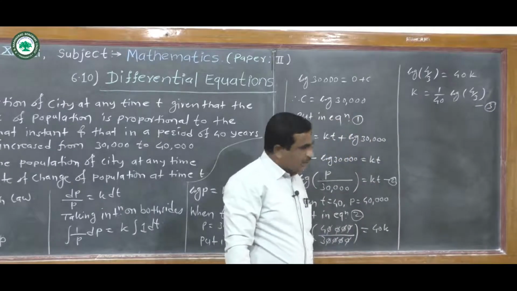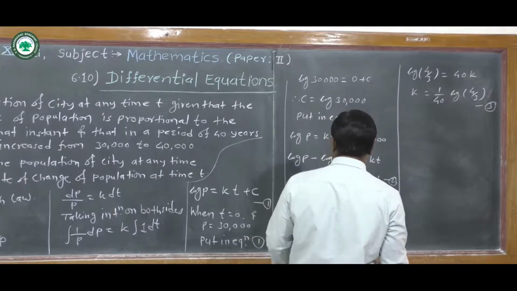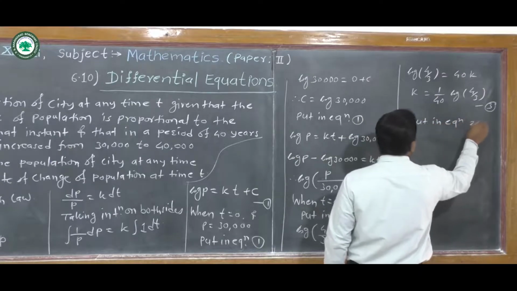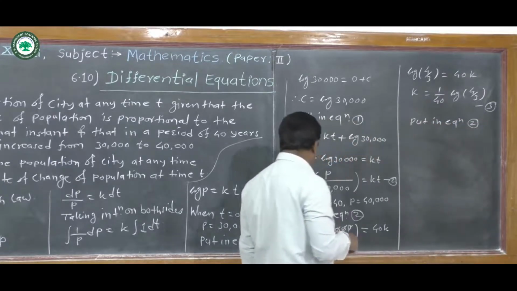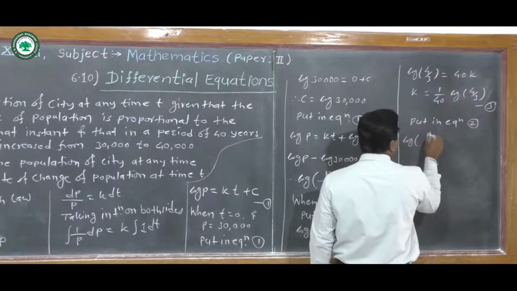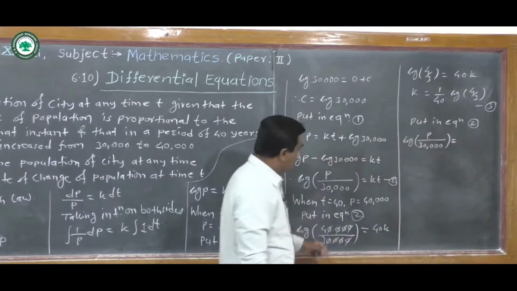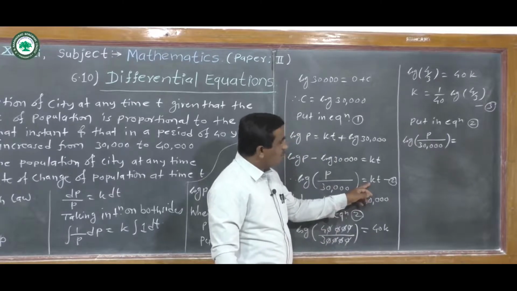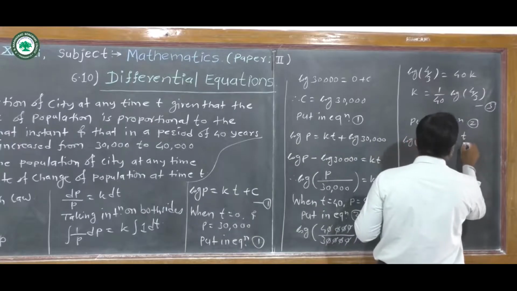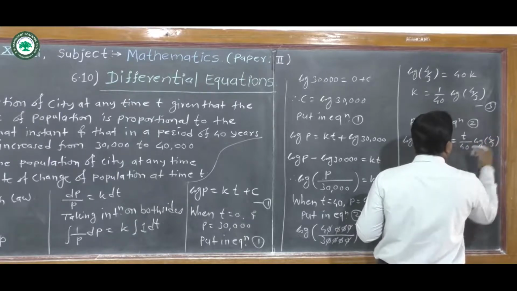Now put this value of k in equation number 2nd. Therefore, equation 2nd becomes log of P upon 30,000 is equal to value of k, which is 1 upon 40 into log of 4 by 3, into t as it is. Value of k is 1 upon 40 into log of 4 by 3.